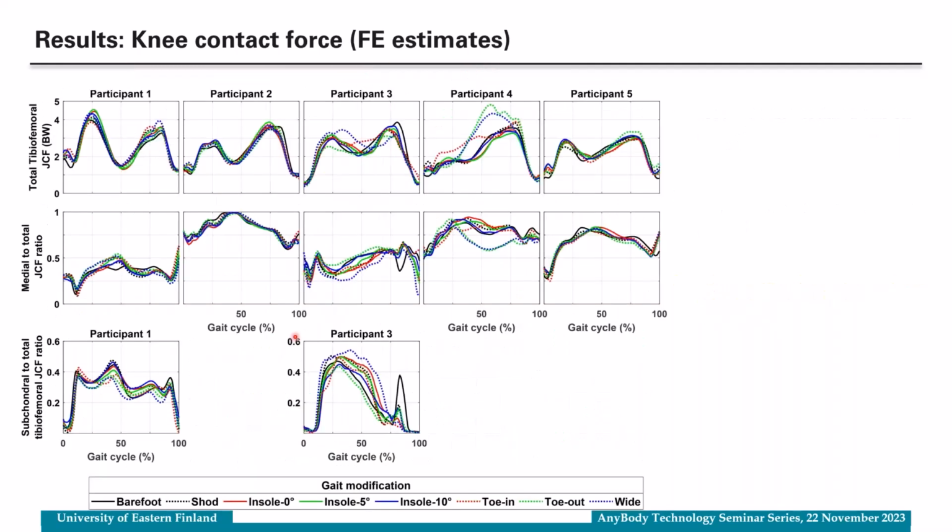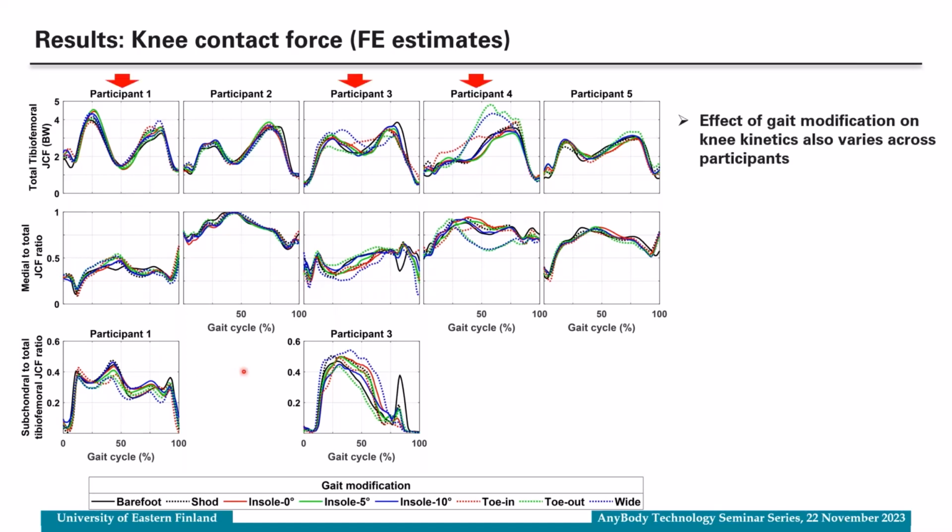And looking at the kinetics, or more specifically the knee contact force for these 5 participants. So on top, we have the total tibiofemoral contact force, then we have the medial to total ratio of the contact force, and then on the bottom, we have the amount of the force going through the subchondral bone. And by this, I mean the regions that we had total cartilage loss, that there were contact with the underlying bone. So this is indeed the amount of the force going through that region compared to the whole contact force.